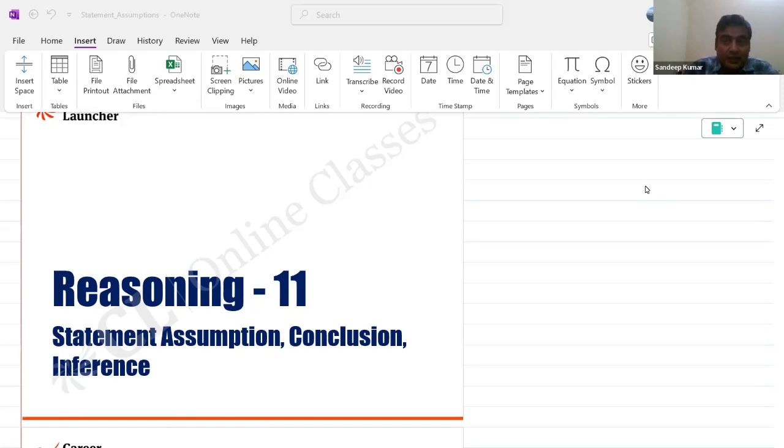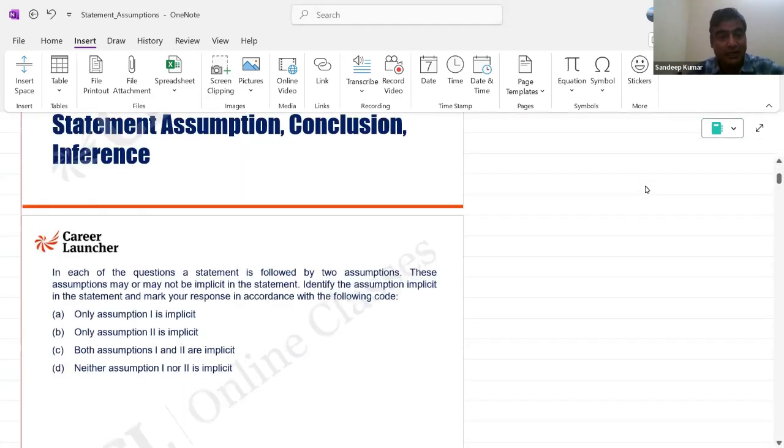Hello, everyone. Today we'll be discussing concepts related to statement assumptions. Statement assumptions appear in a lot of entrance exams. Now, when we look at statement assumption questions, let's have a look at a few questions.